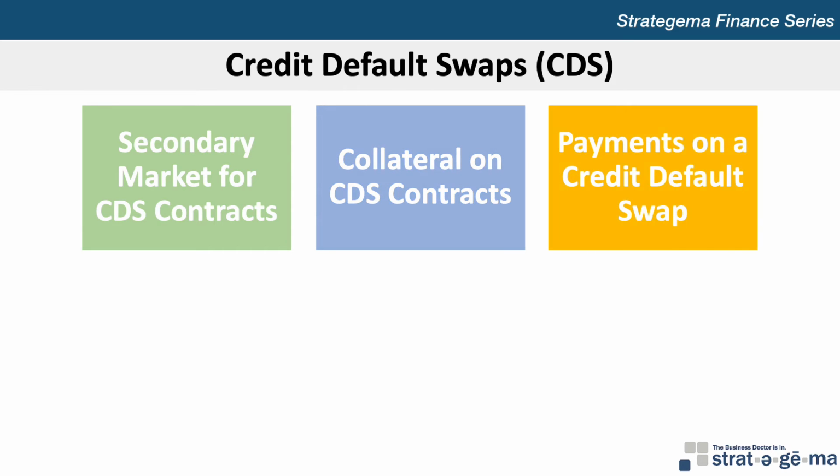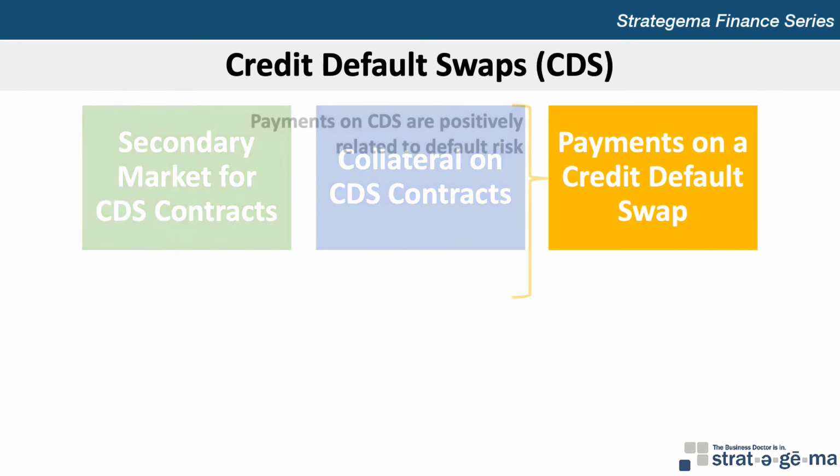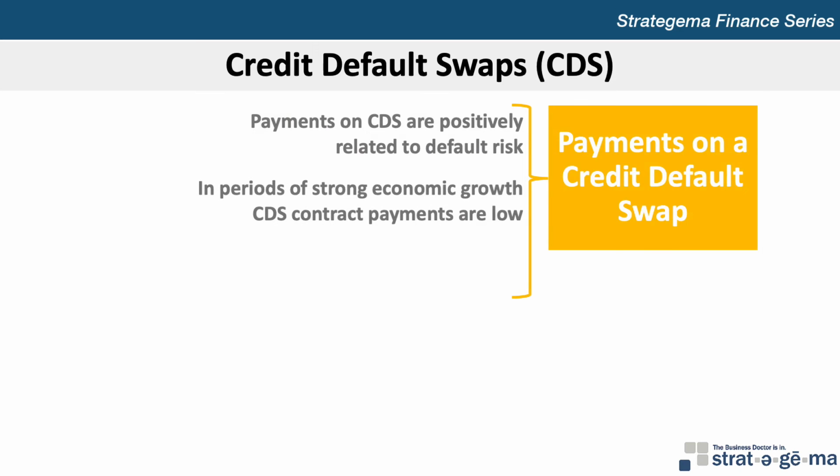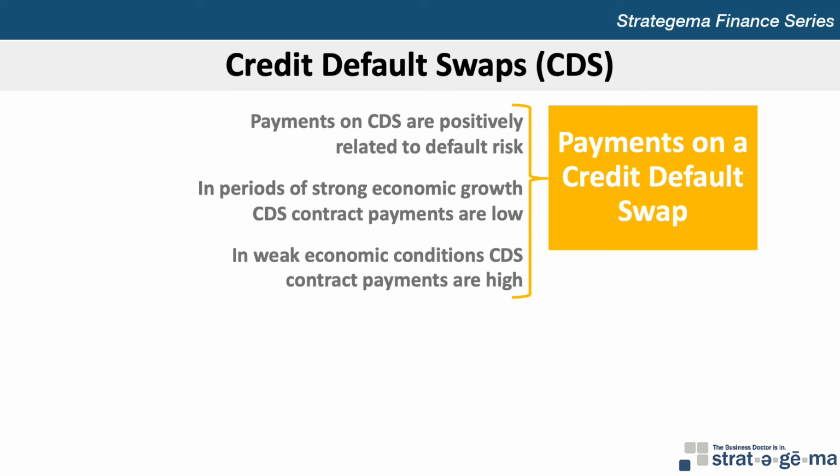Holding maturity and notional value constant, the payments required on a new CDS are positively related to the default risk. In periods when economic growth is strong, the payments required on a CDS contract on most securities should be relatively low because the default risk is usually low under those conditions. In contrast, when economic conditions are weak, the payments required on a CDS contract on most securities should be relatively high because the default risk is high.